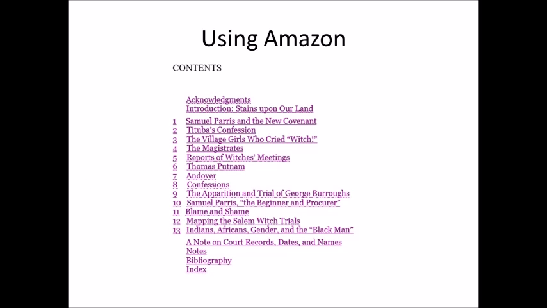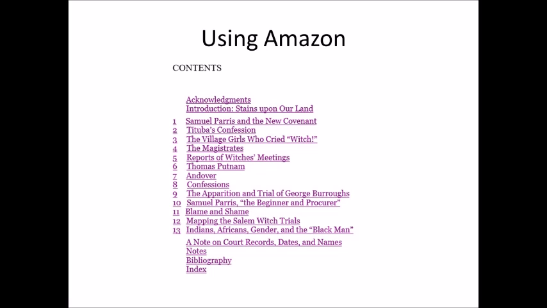Now, one thing that's really cool about Amazon is that Amazon allows you to look inside the book. So if you click on the look inside button, you can look at the table of contents. And table of contents are very useful. So if we look at this book, we can see there's these different chapters, and just looking at them, you can tell something about this book, right? This book is going to be kind of a chronology. It's going to tell us how the witch hunt happened, but it's also going to engage in some theoretical discussions.